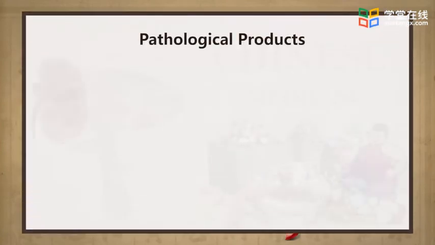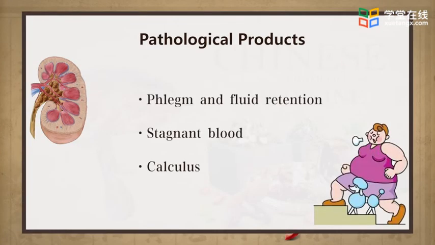The third kind of pathogenic factor is pathological product, such as phlegm and fluid retention, stagnant blood, and calculus. On one side, all these are pathological products produced by the body. On the other side, they can induce disease as pathogenic factors.